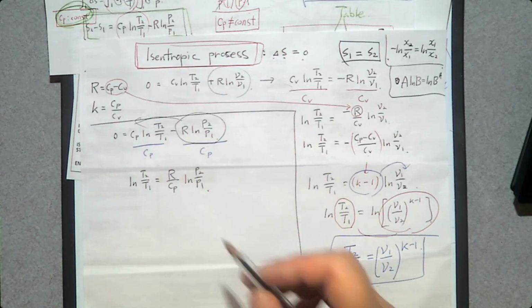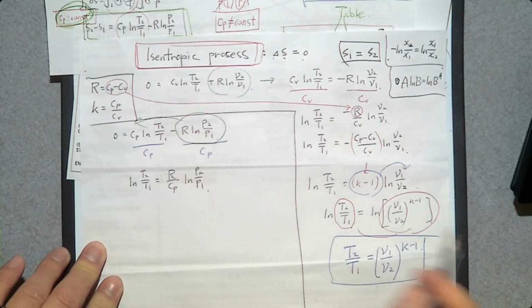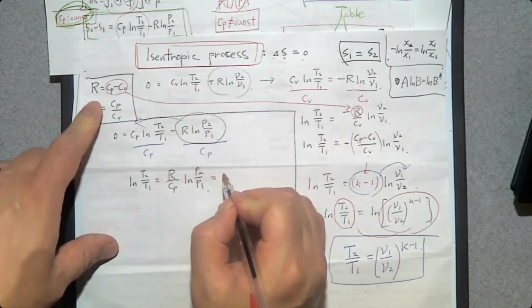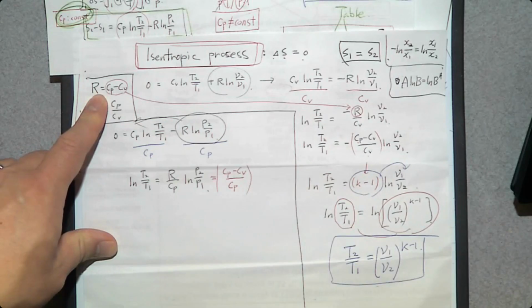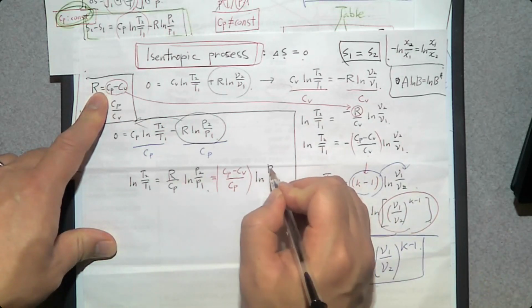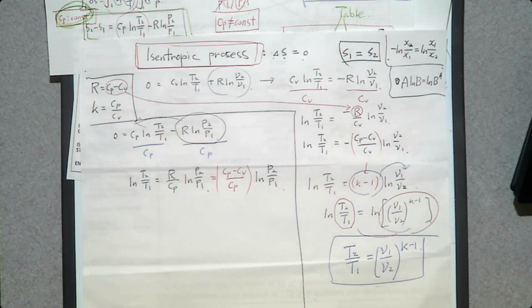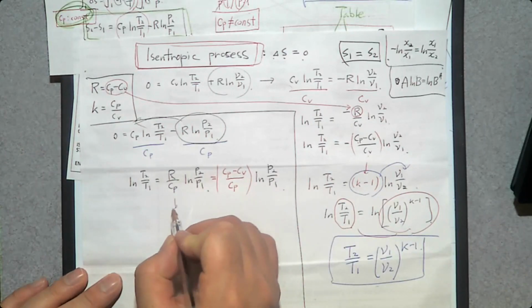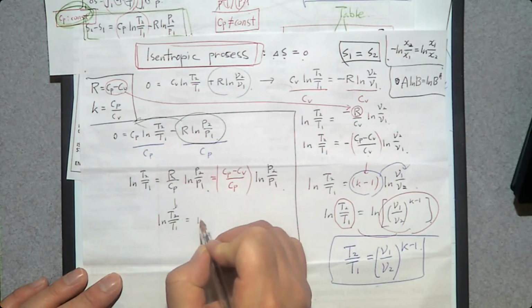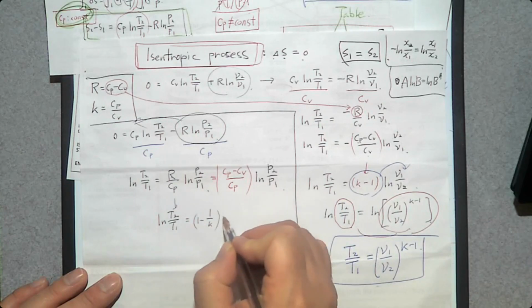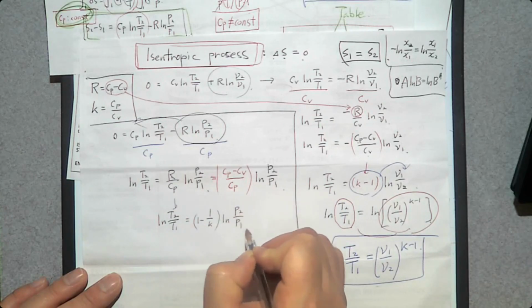Then, according to this specific heat relation, R is going to be Cp minus Cv over Cp natural log P2 over P1. What is Cp minus Cv over Cp? This one becomes 1 minus 1 over kappa. So this equation becomes natural log T2 over T1 is going to be 1 minus 1 over kappa natural log P2 over P1.